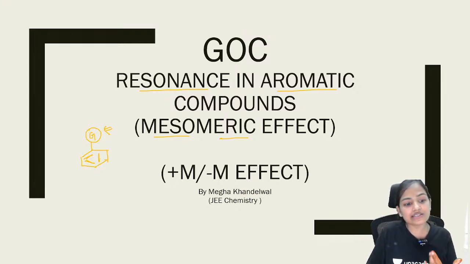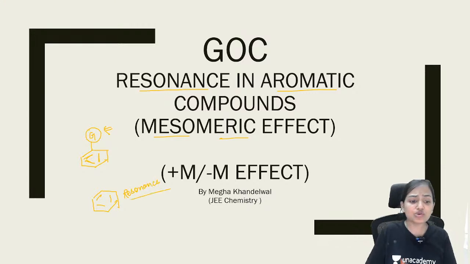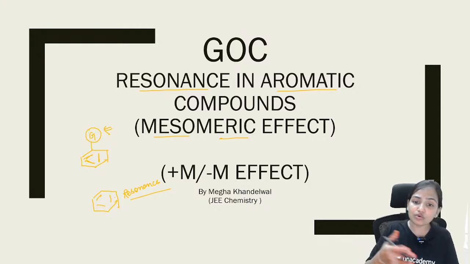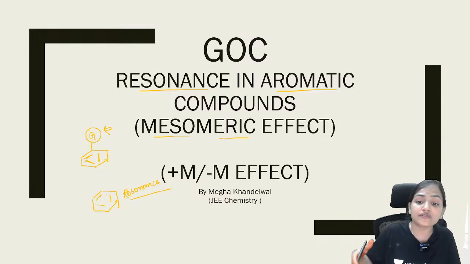If you see simple benzene, you can see that there is a delocalization of electrons. So ultimately in benzene you will say that there is a resonance. Will you say there is mesomeric? No. You will simply say here is a benzene, there is a delocalization of electrons over all the carbon atoms which are a part of a conjugated system. So this is a resonance.